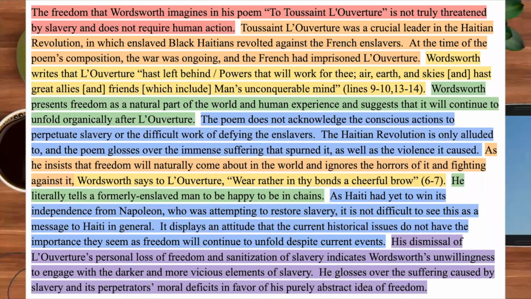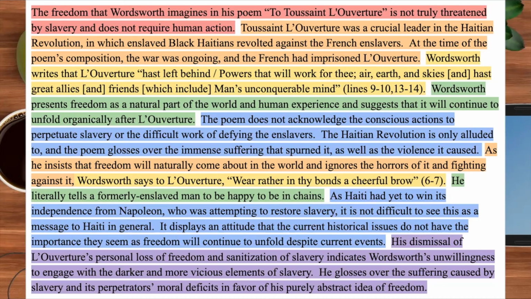So next we're going to look at a complete paragraph so you can see how all of these elements work together. The freedom that Wordsworth imagines in his poem To Toussaint Louverture is not truly threatened by slavery and does not require human action. Toussaint Louverture was a crucial leader in the Haitian Revolution, in which enslaved black Haitians revolted against the French enslavers. At the time of the poem's composition, the war was ongoing and the French had imprisoned Louverture. Wordsworth writes that Louverture has left behind powers that will work for thee, air, earth, and skies, and hast great allies and friends, which include man's unconquerable mind.